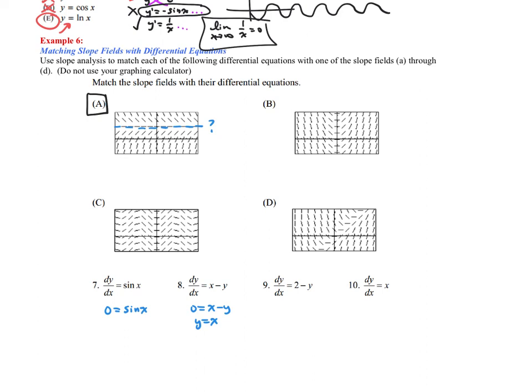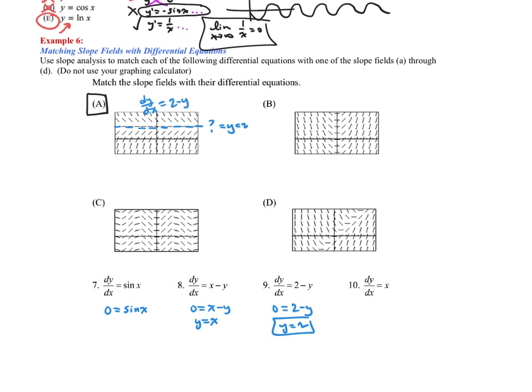How about number 9? If I set that equal to 0, finding the null-cline would be y equals 2. Hey, that looks like it matches up. Wouldn't this be the line y equals 2? I don't know why I put 2 equal sign there, but it's all good. So I'm going to say that this is the differential equation dy/dx equals 2 minus y.